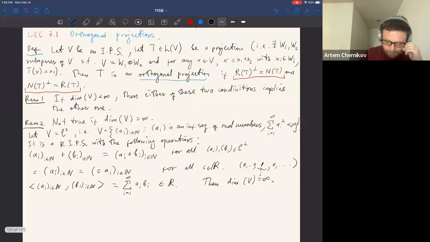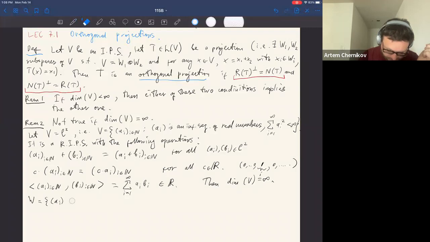Now, the point of considering this example is to show that the two conditions of orthogonality are in fact separate. So it's not like one implies the other in this case. So we consider the subspace W, which is going to consist of all sequences a_i which are square summable. So we're going to look at all vectors in L2, okay?